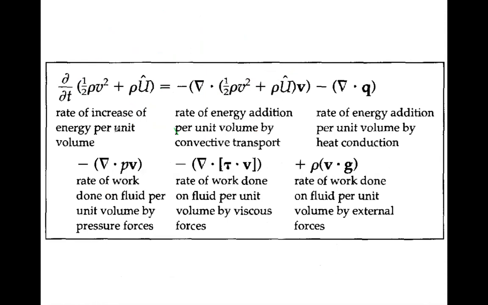So the rate of increase of energy per unit is equal to the rate of energy addition by convective transport. If we break down the E, that becomes the convective. This one becomes the conduction. This is the divergence, dou over dou of the space, the rate of work done, and also work done by external forces. But the one that we often use is the heat conduction or convective.